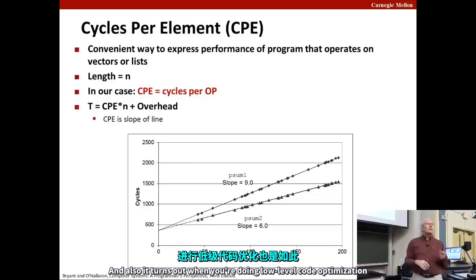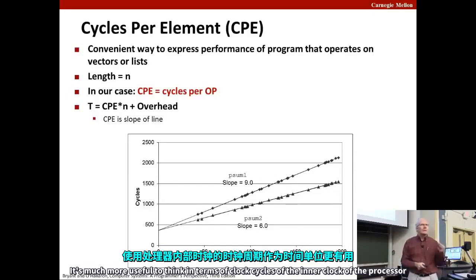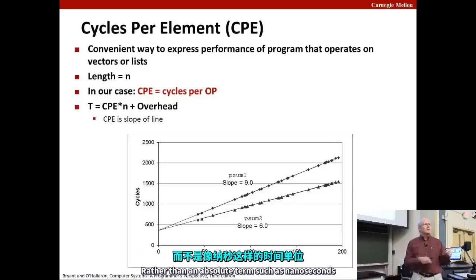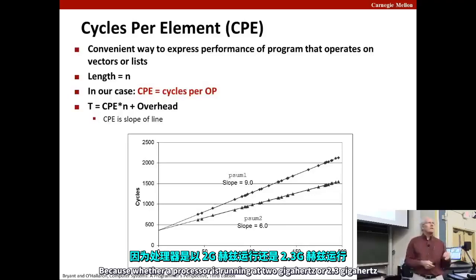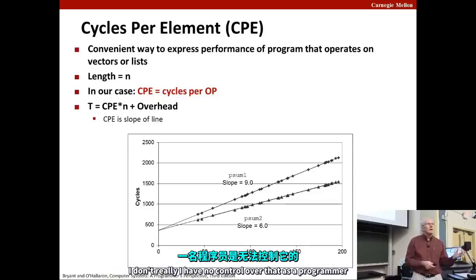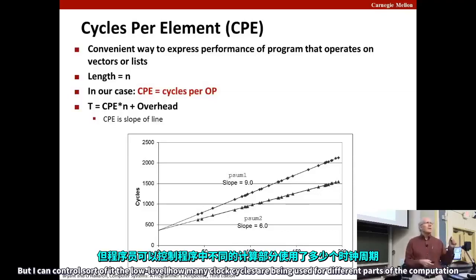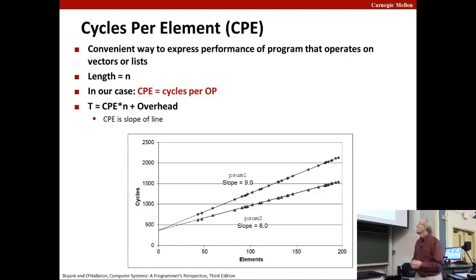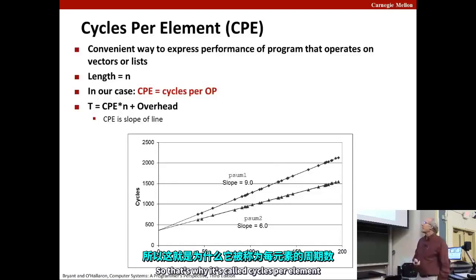And also, it turns out when you're doing low-level code optimization, it's much more useful to think in terms of clock cycles of the inner clock of the processor rather than an absolute term such as nanoseconds. Because whether a processor is running at 2 gigahertz or 2.3 gigahertz, I have no control over that as a programmer, but I can control at the low level how many clock cycles are being used for different parts of the computation. So that's why it's called cycles per element.